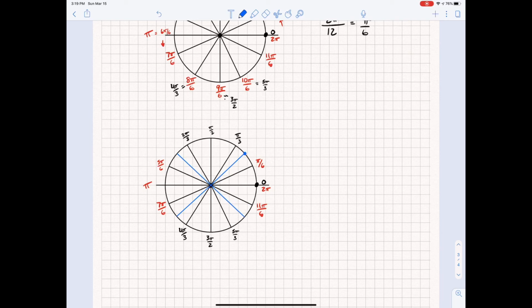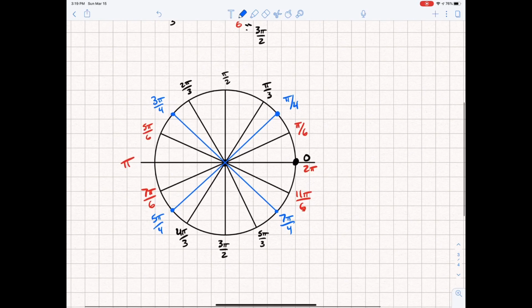And this spot was pi over 4. This spot was 3 pi over 4. This spot was 5 pi over 4. And this spot, 7 pi over 4. And now what we have here is the unit circle. This is the unit circle, or at least the beginning of it. Specifically the radian measures here, here, here, here, all the way across.